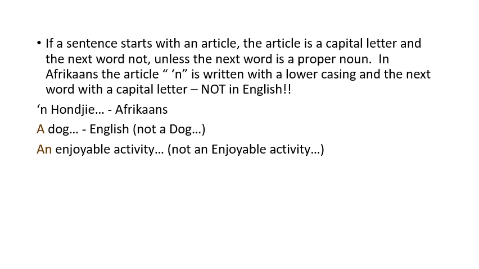In Afrikaans, the article a is written with a lower casing and the next word with a capital letter, but not in English. A hondjie, small a, capital letter H, Afrikaans. But a dog. In English, the A is written with a capital letter. The next word is a small casing or lower casing letter. An enjoyable activity. Please, it's not a small casing letter and then dog with a capital letter. Please note the difference. Do not make these mistakes in your essays. Please take note of this.